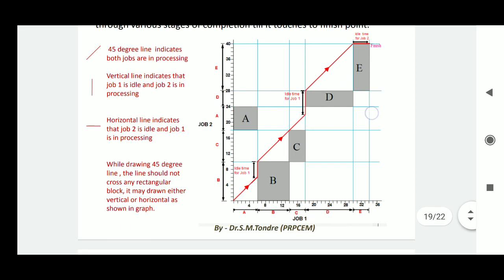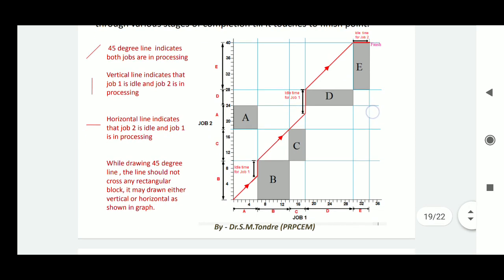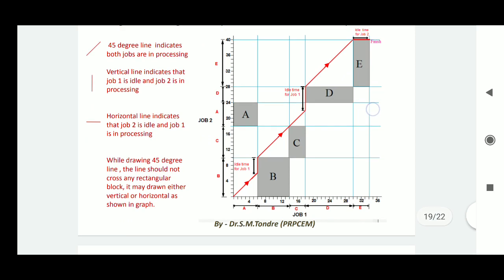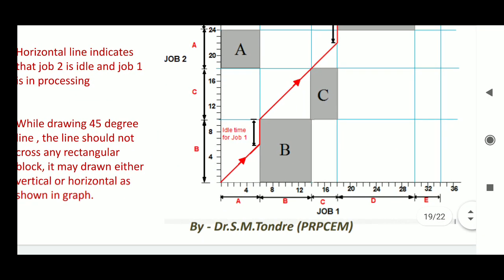So while drawing a 45-degree line from the origin, care should be taken that it should not pass through any block, or intersect or cross the block. See in our diagram, when we made a 45-degree line from the origin, it touches B.